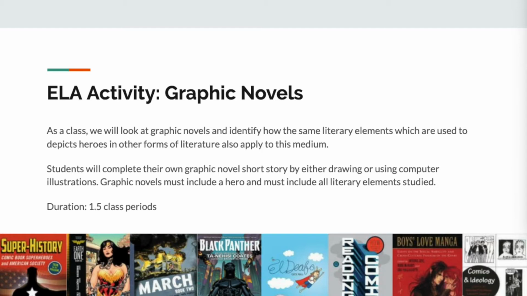Students will actually create their own graphic novel short story. They can either draw it or use computer illustrations, and these stories will include a hero and all of the literary elements that we've studied. This will take 1.5 class periods.